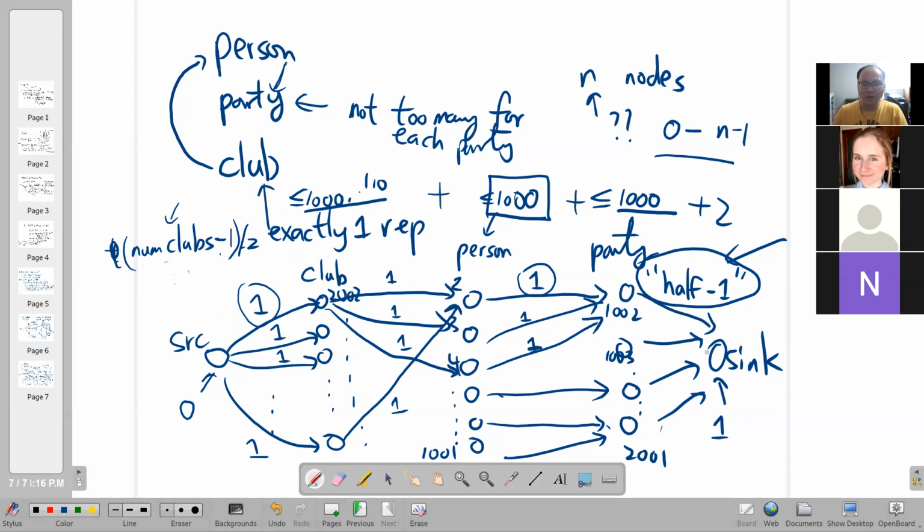You can actually turn all of these arrows backwards, call this the source and call this the sink, and it's exactly the same problem, exactly the same network flow. So you can choose to send things from party to club. It's the same thing.